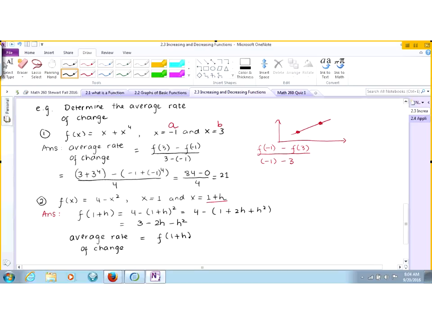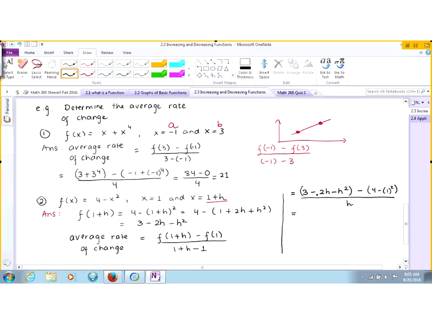Okay. This is f of 1 plus h minus f of 1, divided by... 1 plus h minus 1. Yes. Okay, so I have to continue here. What is f of 1 plus h? Oh, we already calculated it, so I'm just going to write it in. 3 minus 2h minus h squared. This is the one we already calculated. Minus, what is f of 1? 4 minus 1 squared, 3, divided by h.